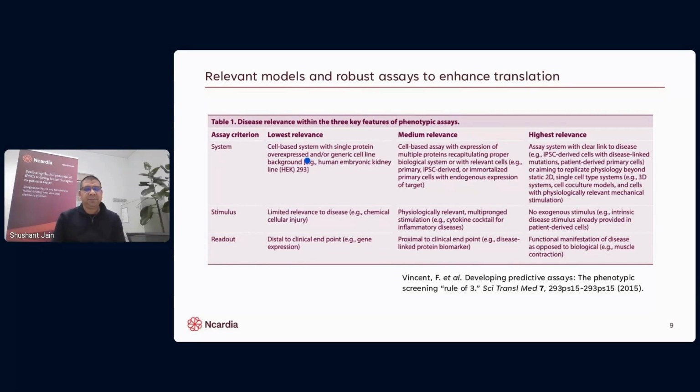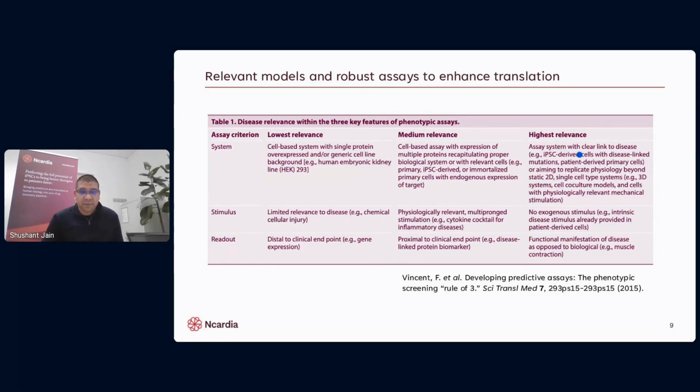If we stick with the system, in their opinion, the lowest relevance is a cell-based system with a signal protein which has been overexpressed. The cell line they use here, for example, is HEK293. We know that HEK293 is not really relevant to human biology. There are significant karyotypic and chromosomal abnormalities. And ultimately, how are you going to translate data from that cell-based system all the way into a complex human cell type? And then on the other end is the highest relevance system. These are iPSC derived cells. These are really genetically normal. They have been differentiated to the correct cell type.